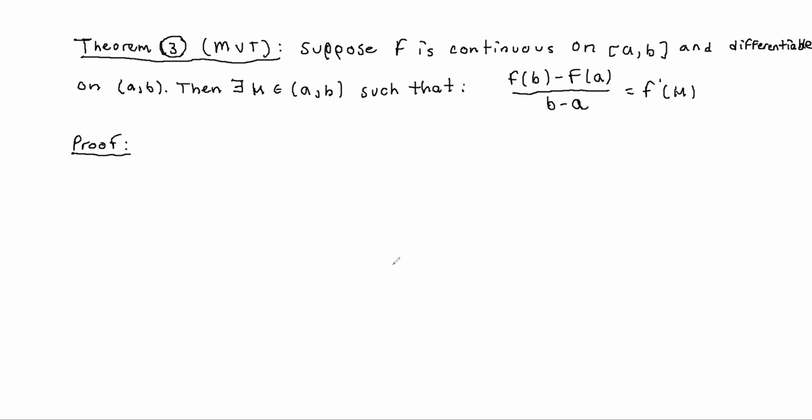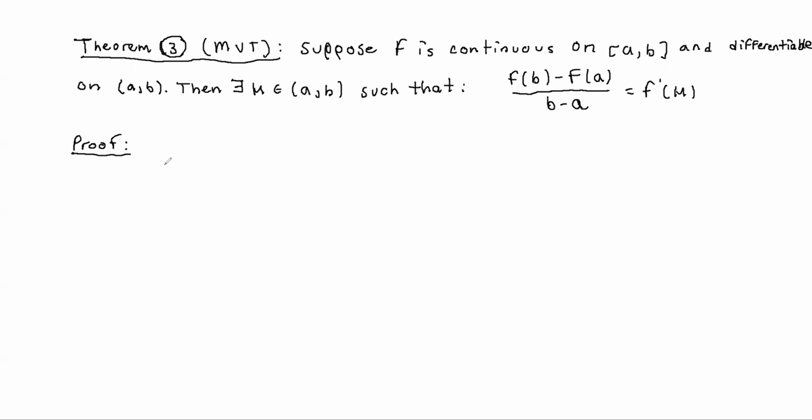So theorem 3 is the mean value theorem. That's a very important one. That states that suppose f is continuous on [a, b] and differentiable on (a, b). Then there exists a mu in (a, b) such that f of b minus f of a over b minus a equals f prime of mu.